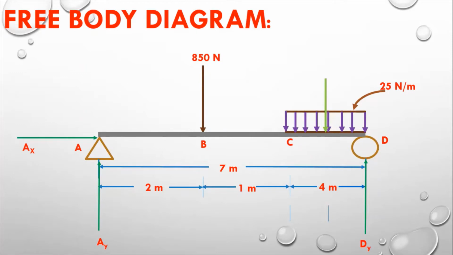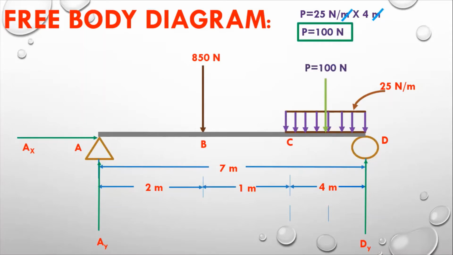So how can we do this? Let me tell you. P equals 25 Newton per meter into 4 meters. We multiply this force with this length because the UDL is from C to D. So the meters will cancel out and it will become 100 Newton. So we get the weight here.